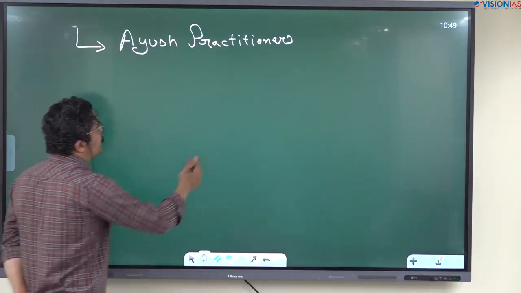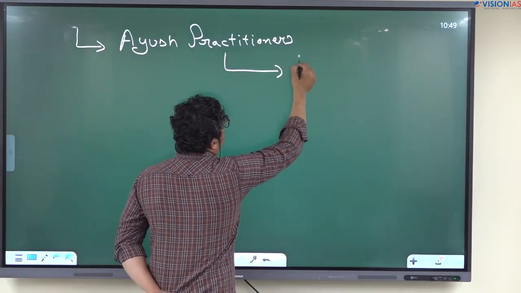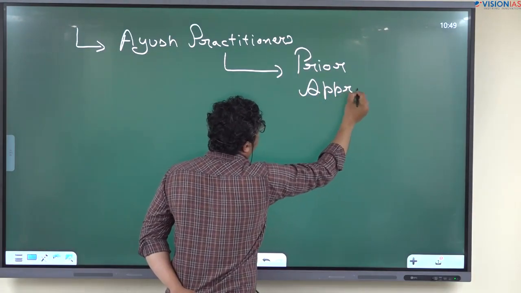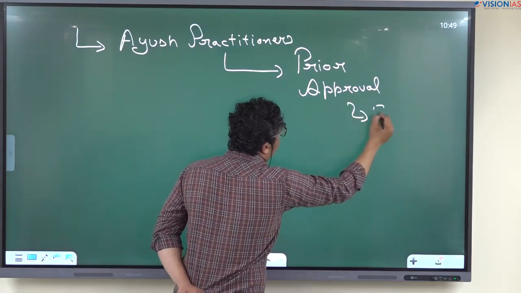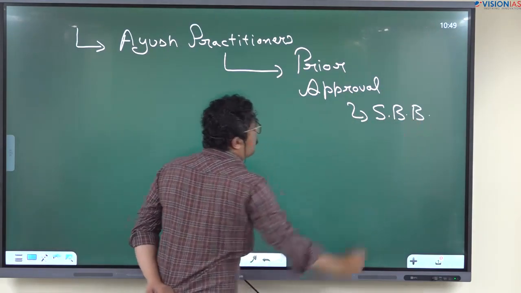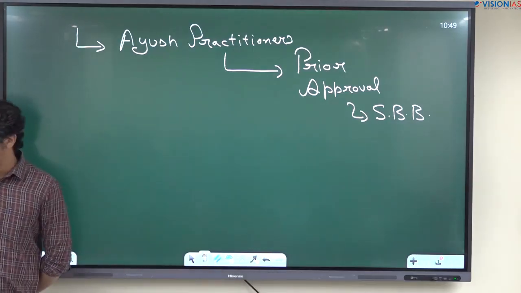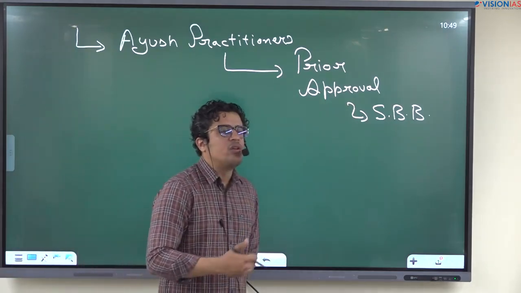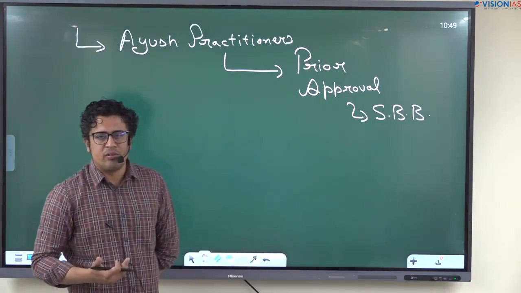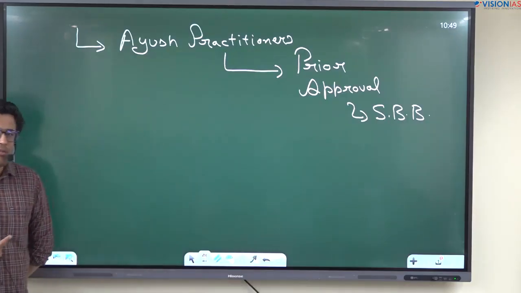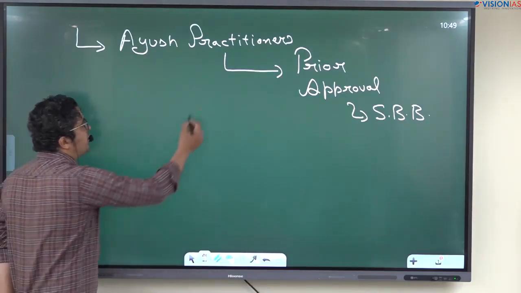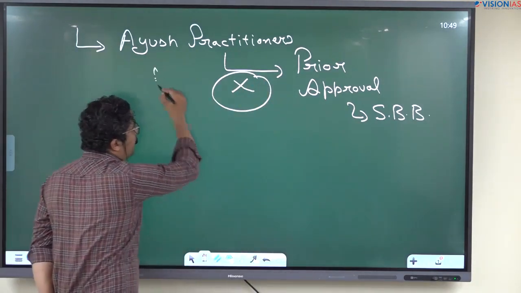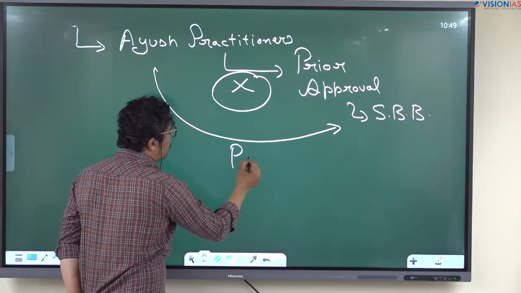Earlier, Ayush practitioners needed prior approval. Let's say you are an Ayush practitioner and you want to use some natural resource for your medicine. You have to take permission from the State Biodiversity Board. Then only you can use that natural resource. But now this provision has been changed. No prior approval is needed. Inform the SBB only after getting a patent.